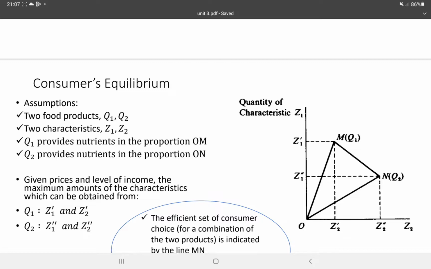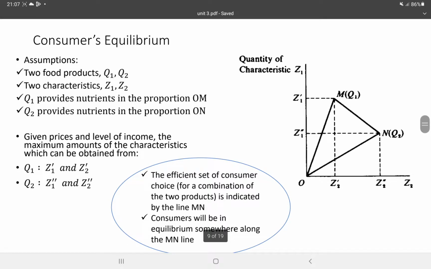Let's name them Z1 and Z2. Let's have Q1 that provides the nutrients in the proportion of OM, from O here to M. And Q2 provides the nutrients in the proportion of ON. These are the two quantities that we have.